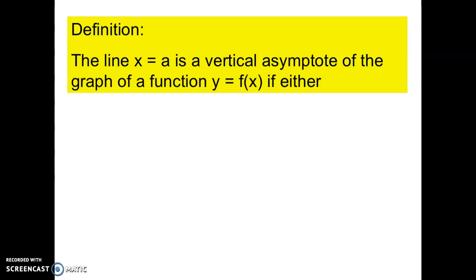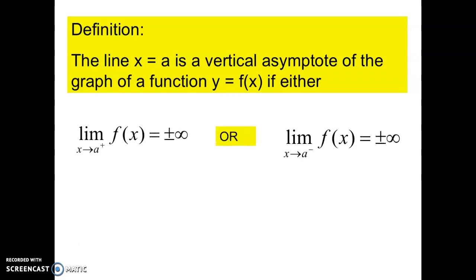Which brings us to the definition of a vertical asymptote. We say a line x equals a, remember our vertical line has the equation x equals some number, is a vertical asymptote of a graph of a function y equals f of x if either the limit as x approaches a from the positive side tends to positive or negative infinity, or the limit as x approaches a from the negative side of the function tends toward positive or negative infinity. This is the official definition of what a vertical asymptote is.